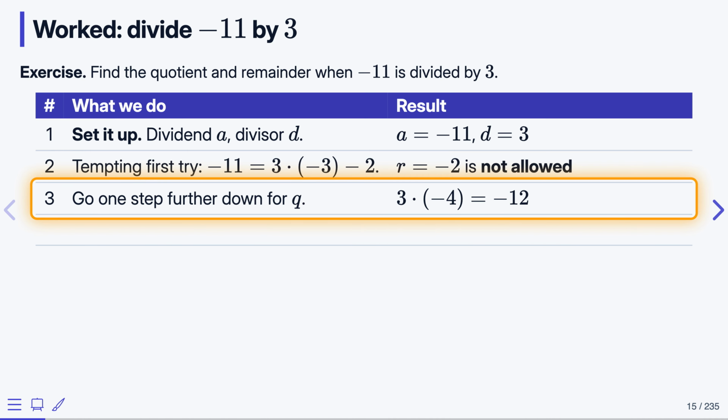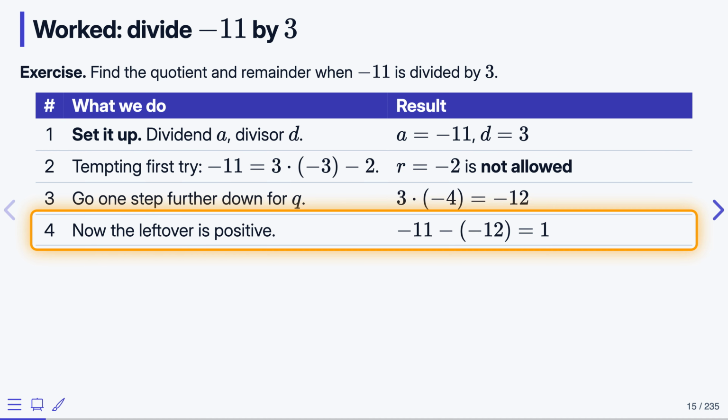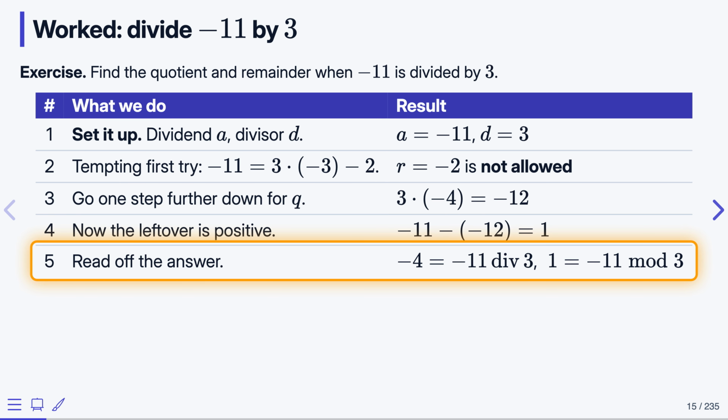3 times minus 4 is minus 12. Step 4, now subtract. Minus 11 minus minus 12 is plus 1. The leftover is positive. Step 5, read it off. The quotient is minus 4. The remainder is 1, not minus 2.